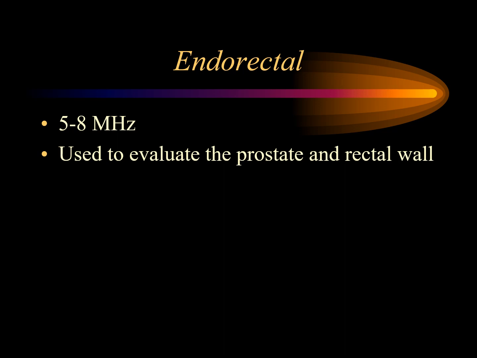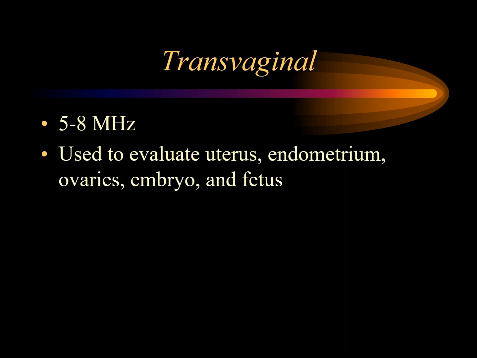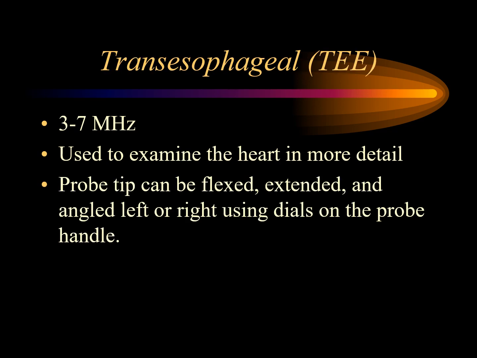An endorectal probe is typically 5 to 8 megahertz and is used to evaluate the male prostate and the rectal wall. A transvaginal probe is also 5 to 8 megahertz. Oftentimes they are the same probe, and it can be used to evaluate the uterus, endometrium, ovaries, embryo, and fetus. A transesophageal probe, or often abbreviated TEE, is typically around 3 to 7 megahertz. It is used to examine the heart in more detail by entering through the patient's esophagus. The probe tip can actually be flexed, extended, and angled left or right using dials on the probe handle.